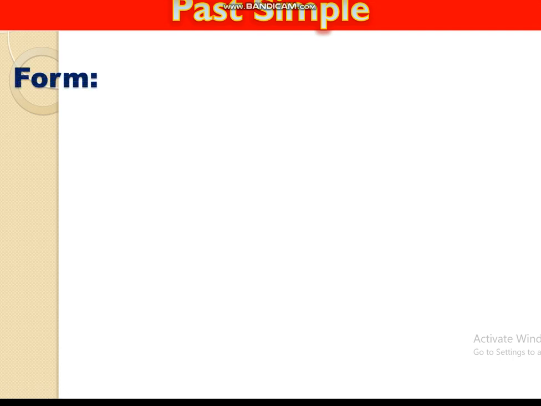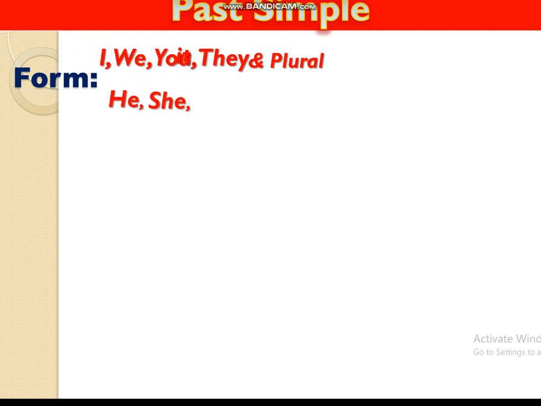Now we explain the past simple. Of course, we start as usual with the form. For this verb, it doesn't matter which subject it is. That means it doesn't matter whether it's I or he or she, plural or singular, because all of them do not change the verb.